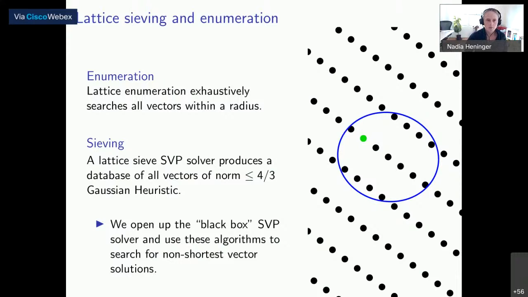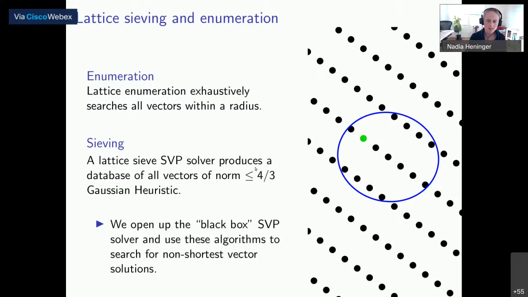So a little bit about the lattice sieving and enumeration. Lattice enumeration allows you to exhaustively search all lattice vectors within a radius. The test that we're going to do is to search out within some radius. You're going to enumerate exponentially many vectors and check, do they contain the secret key? And if so, then we found it.